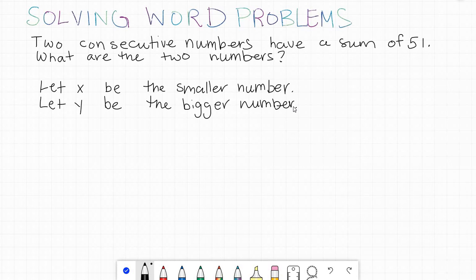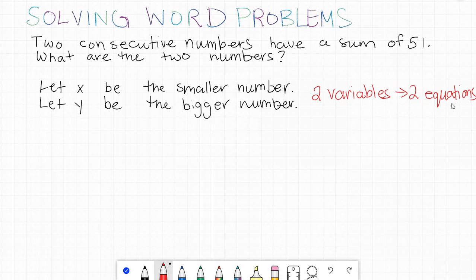Okay, and then the next part is the hard part. The next part is to create the equations. And since we have two variables here, we need to be creating two equations. That is a general rule. If you have three variables, then you're going to need to create three equations, and so on and so forth. So two variables, I'm looking for two equations here.